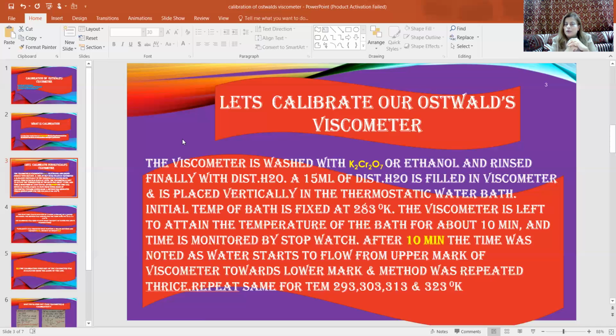Okay, the viscometer is washed with potassium dichromate, that is K2Cr2O7, or you can use ethanol, that is ethyl alcohol. And then of course it will be rinsed finally with distilled water. You have to do the rinsing afterwards, after washing it properly. You have to make a solution of potassium dichromate, right? And then you can fill it and wash it easily.